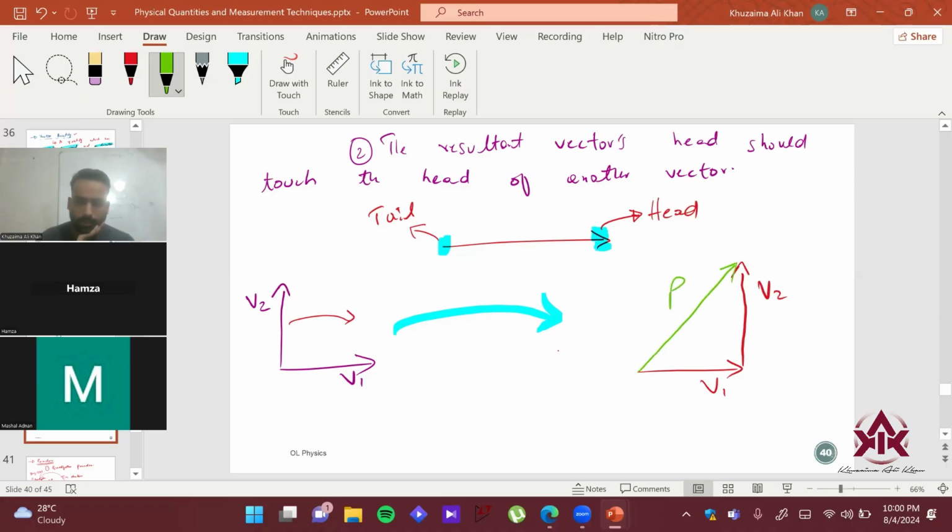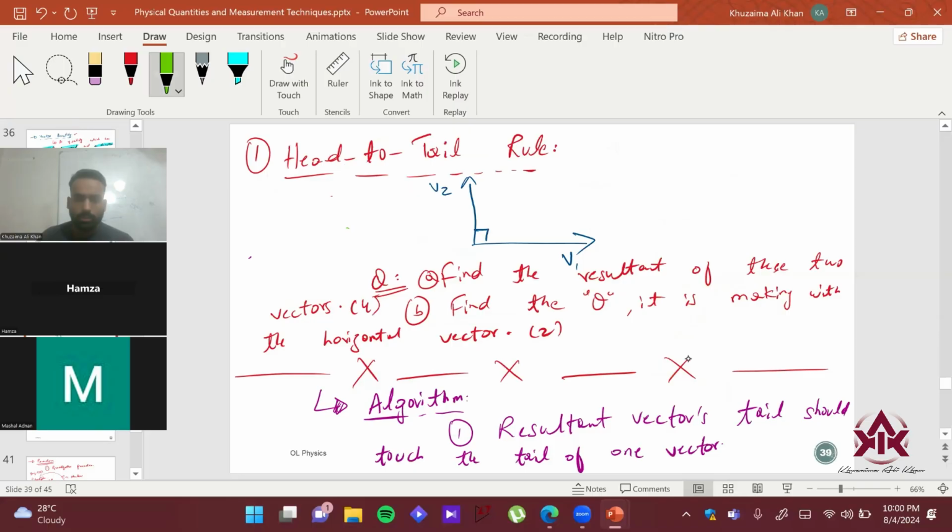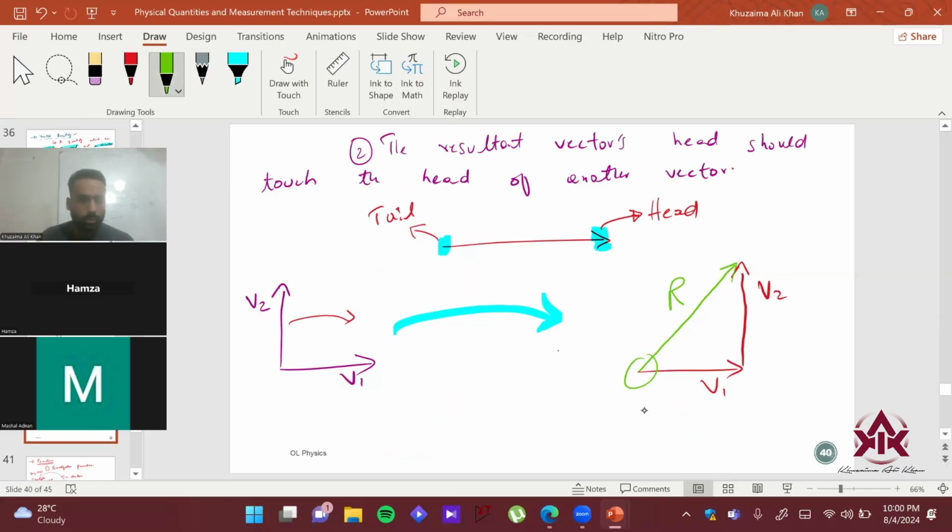Does it obey the head to tail rule? Yes, it does. What does the head to tail rule say? The resultant vector's tail should touch the tail of one vector. Yes, it is touching it. The second rule: the resultant vector's head should touch the head of another vector, v2, and it is doing that. That is the head to tail rule, and since it is forming a right angle triangle, you need to find theta.